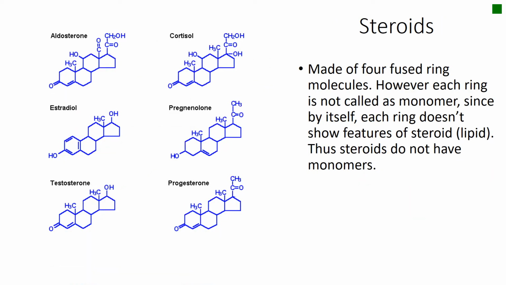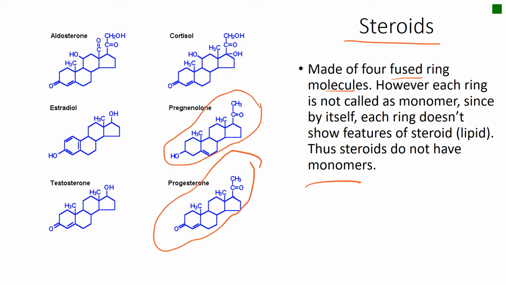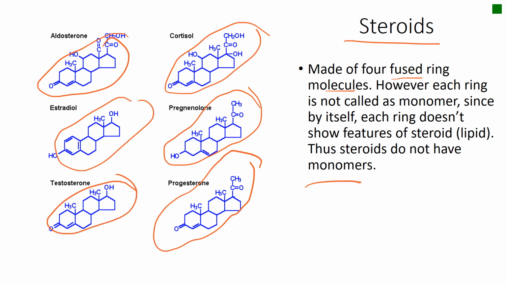Now this is the last type of lipid, which is steroids, and as has been mentioned before, it's made of 4 fused ring molecules, right? However, each ring is not called a monomer, since by itself each ring doesn't show features of a steroid or lipid. Thus, steroids do not have monomers. Fortunately, you don't have to memorize this structure. Of course, it is too hard for you, but just for your information, steroids must consist of a ring structure like this, right?